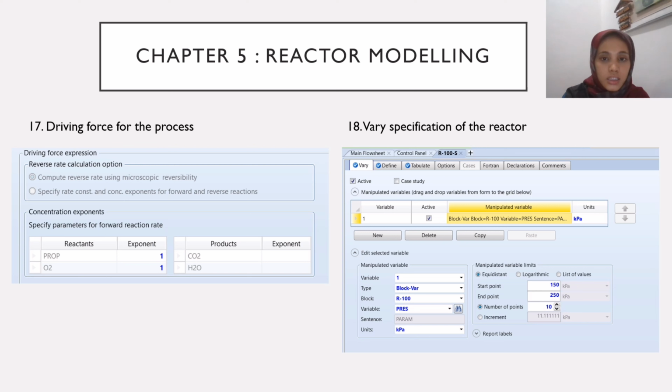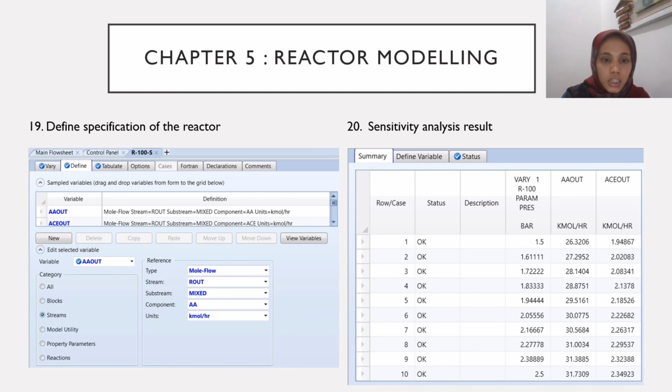Okay, as you can see, this is the specification of the reactor. We add the new sensitivity analysis, vary the pressure of R1 in the Vary tab, and define the outlet flow rate of acrylic acid and acetic acid in the Define tab. Then all the variables are tabulated. Run again and get the sensitivity analysis results, as you can see in the slide.